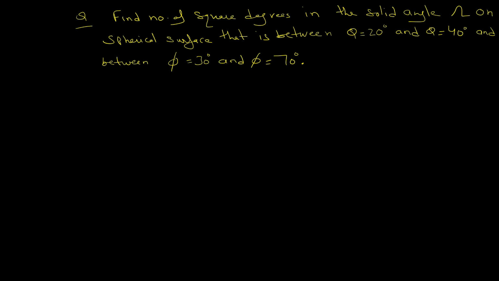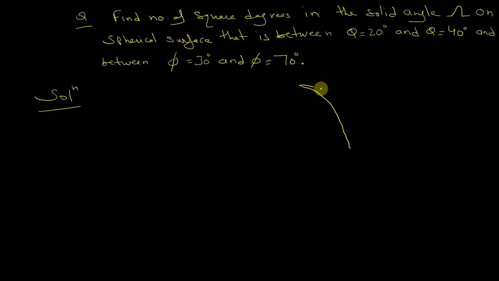So let us solve another numerical. Here it is given that a range of theta is 20 degrees to 40 degrees, and a range of phi is also given, 30 degrees to 70 degrees. So find the number of square degrees in the solid angle on a spherical surface that is between theta 20 to 40 and phi 30 to 70. So the solution will be like that. Let's draw it.